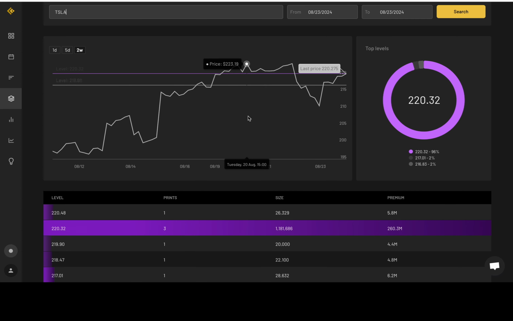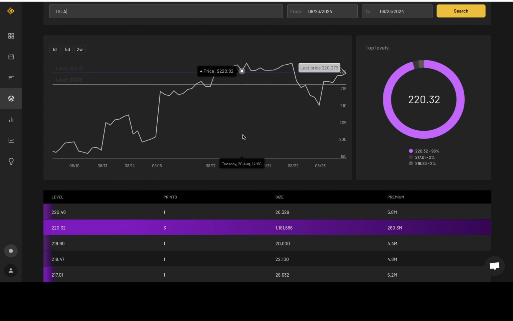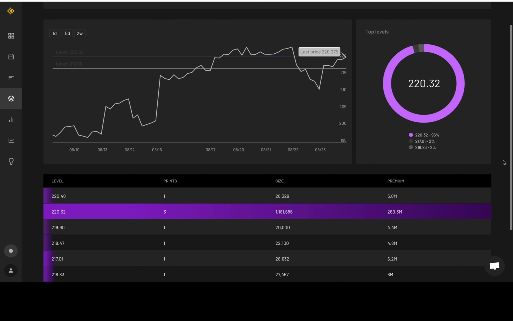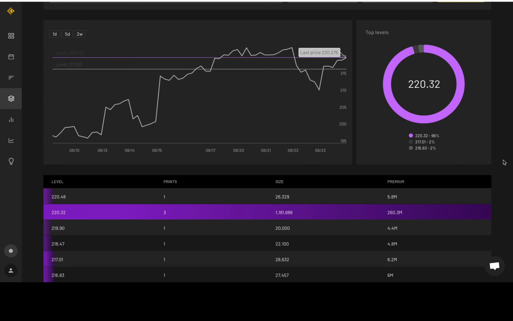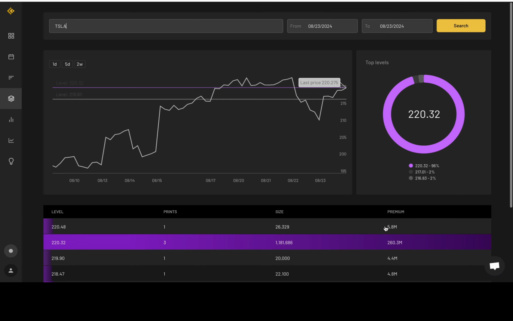Now with individual stocks like Tesla, seeing it below a billion is not a big deal. It's usually how it is, below a billion. But if it is over a billion, we take that very seriously. But 96% of activity came in at 220.32 for Tesla.